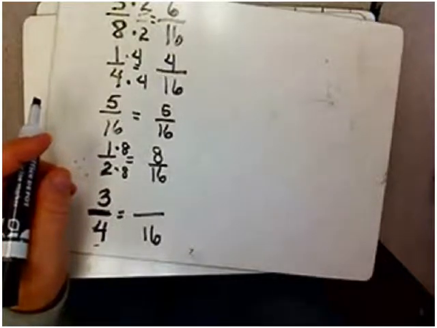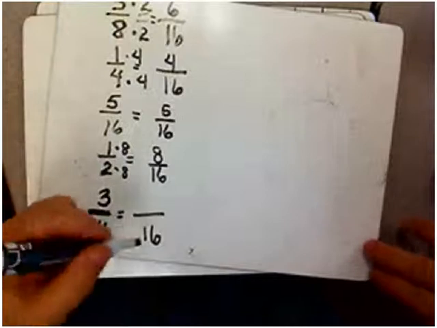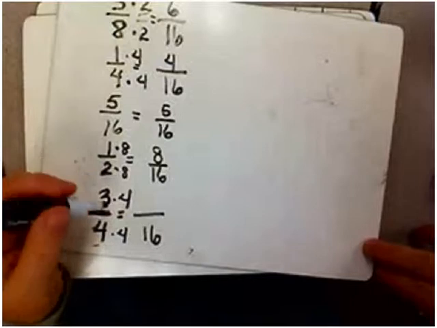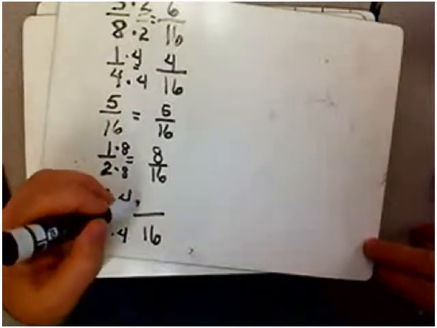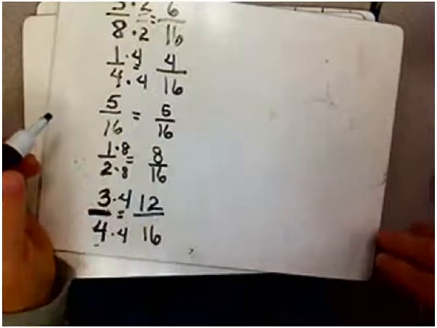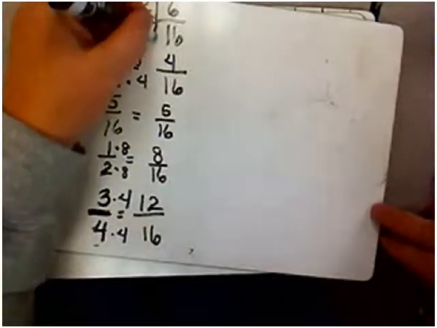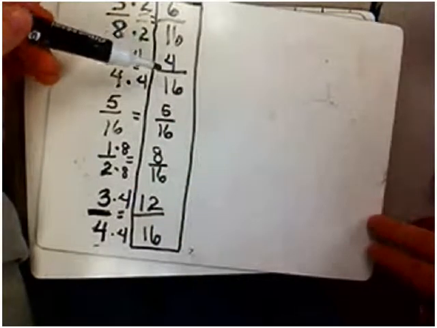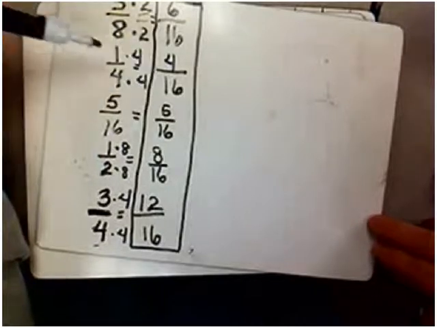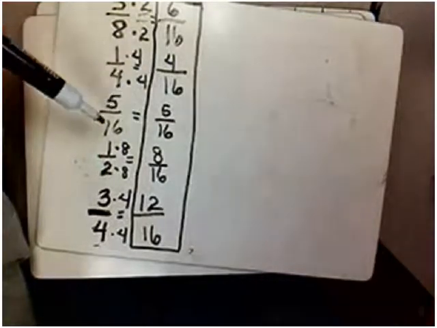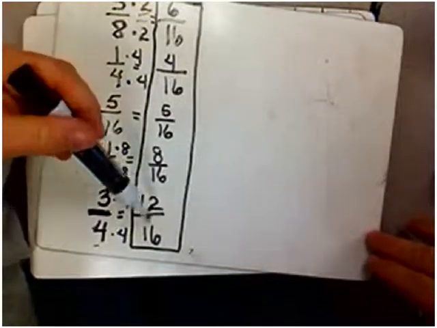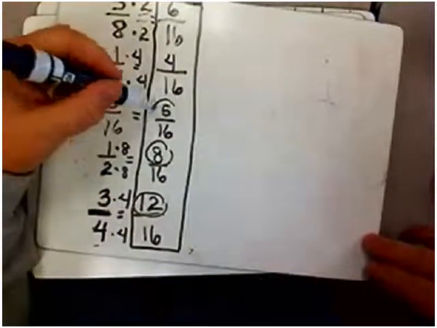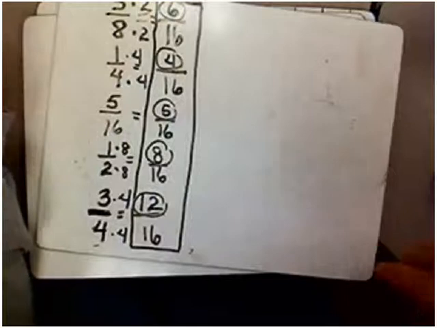All right, and then 3/4. What times 4 is 16? 4 times 4. So multiply your numerator by 4, and what do you get? 12 over 16. Okay, so now all of your fractions are like fractions. They all have the same denominator. You have 6/16, the same as 3/8. 4/16 is the same as a fourth. 5/16 is the same as 5/16. 8/16 is the same as a half, and 12/16 is the same as 3/4. So now that they're all like fractions, all you have to do is look at your numerators, right? So which one is the smallest one when you look at your numerators?